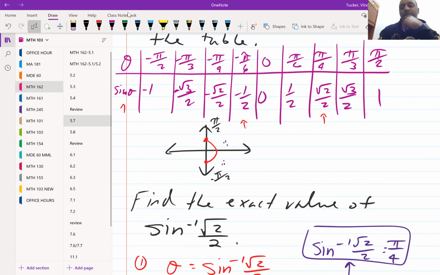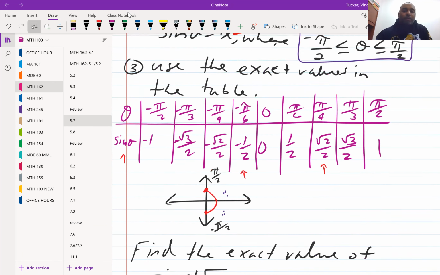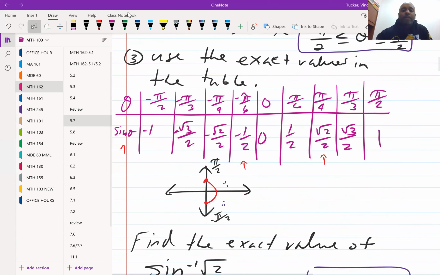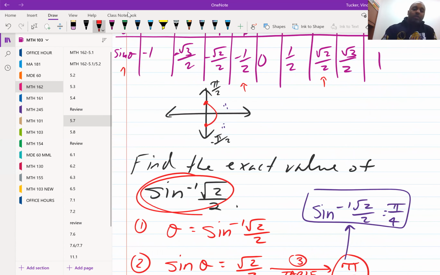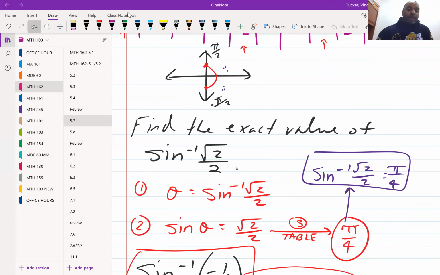All right, so let's use that. In the next example, it says find the exact value of sine inverse of square root of 2 over 2. So we're going to follow these steps right here, 1, 2, 3. First thing we do is set theta equal to what we're looking for, sine inverse of square root of 2 over 2. So that means sine theta is equal to square root of 2 over 2.